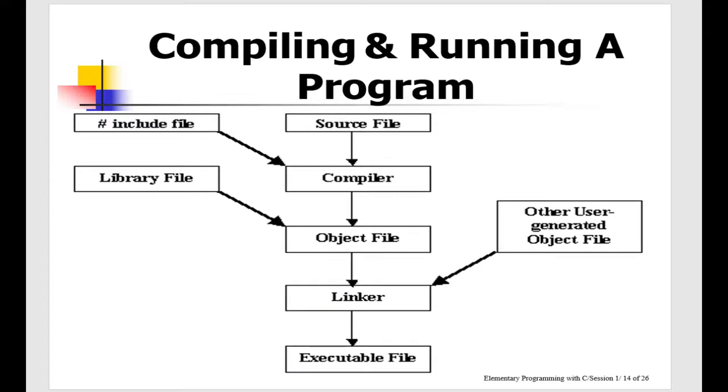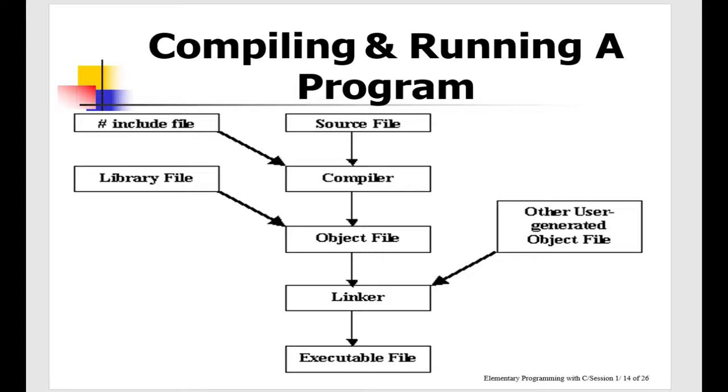Now, we have the hash include directive, and we have your source file. These go into the compiler, and once you combine these two plus other library files which have been developed either by you or other programmers, you get the object file. We'll see this once we start learning the practicals.